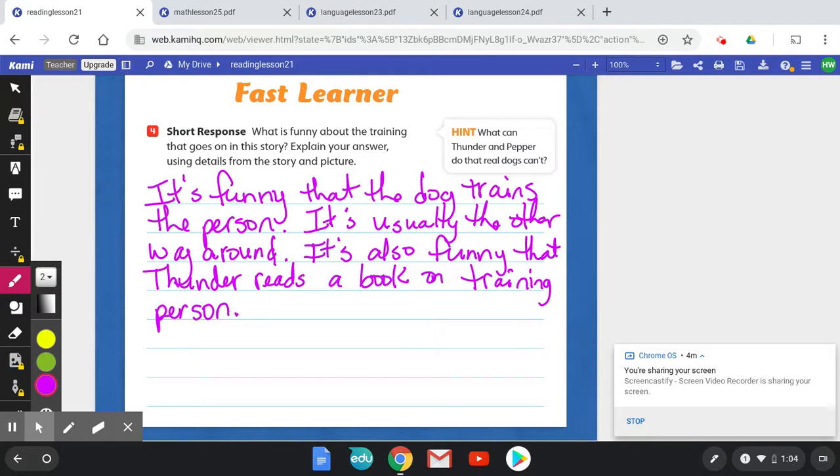Now, we've answered this question, we've explained it, and we've used details from the story and the picture that helped us know that this is the correct answer. Okay, so yours should look a little bit like that. Remember those details, guys. Remember the details from them, and it says story and picture this time. So that's why I have the last 2 sentences there.